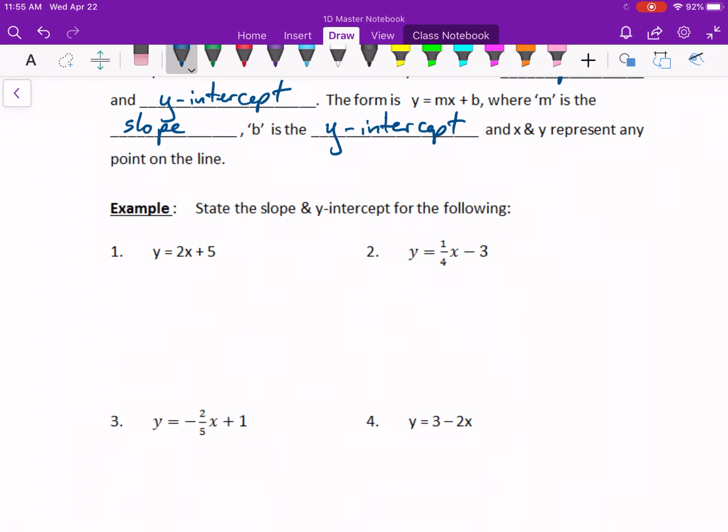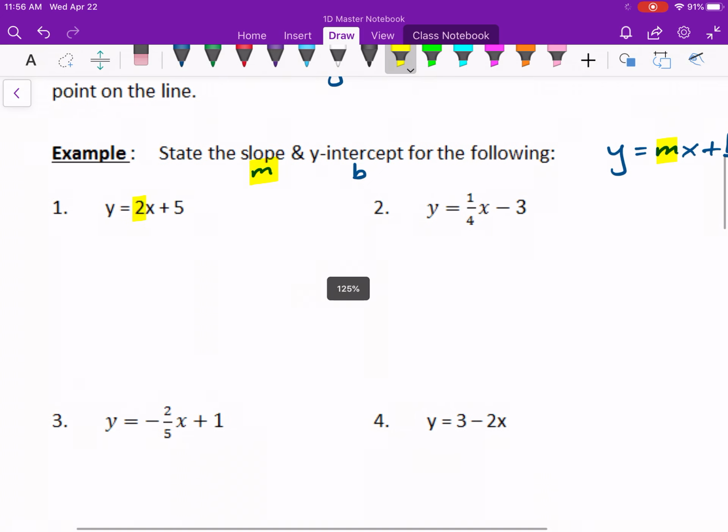State the slope and y-intercept of the following. So again, slope is going to be m, y-intercept is going to be b, and we're going to be putting it in the form y equals mx plus b. Actually, we're not putting it into that form, we're pulling it out of that form. So let's use a little highlighting color magic here. I'm going to highlight the slope in yellow. It always comes right in front of the x, and so I recognize it's the slope because of where it is. So in this first example, the slope is 2.